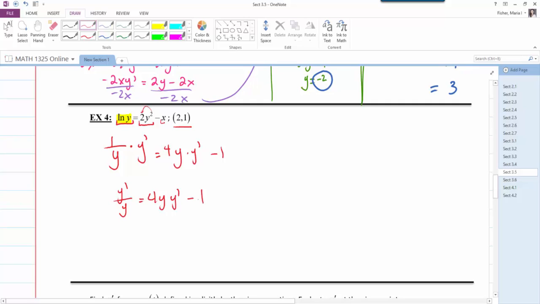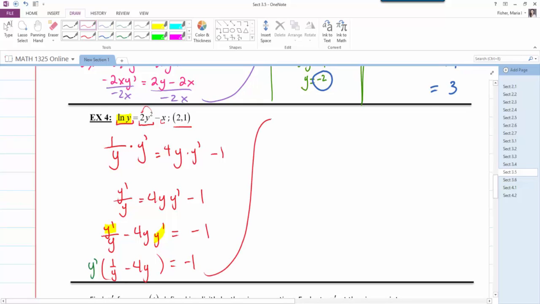Then I get all my y prime terms on the same side. So I'm going to say y prime over y minus 4y y prime is equal to negative 1. Then I notice that I have a y prime in both of these terms, and I can factor out the y prime. So if I factor out the y prime, I'm left with 1 over y minus 4y, and that equals negative 1. Divide both sides by that 1 over y minus 4y, and I end up with y prime is equal to negative 1 over 1 over y minus 4y.